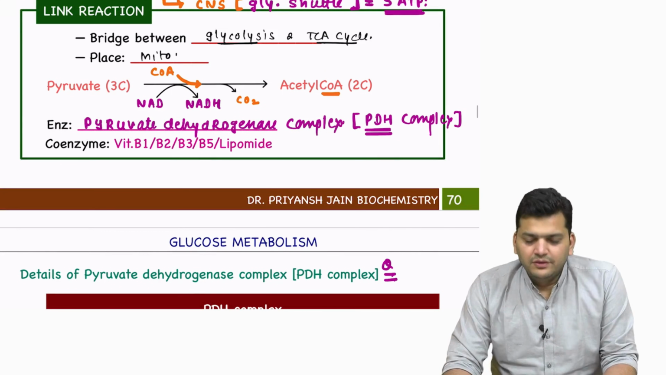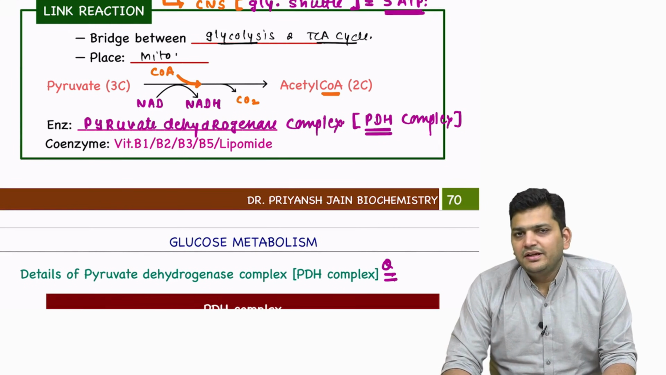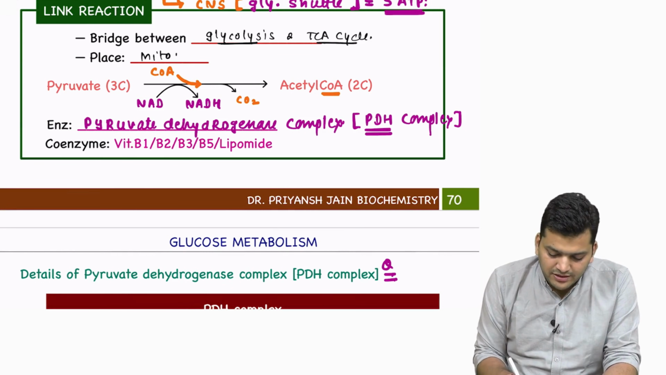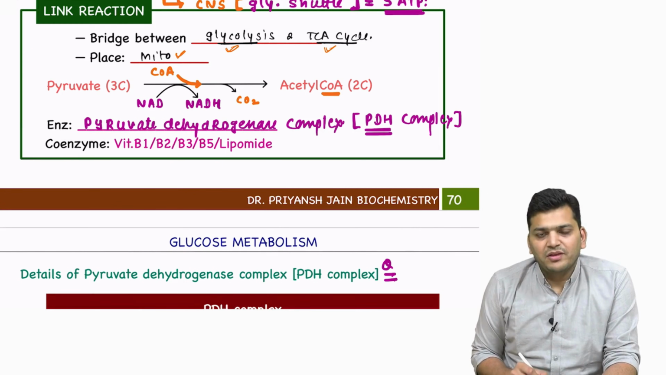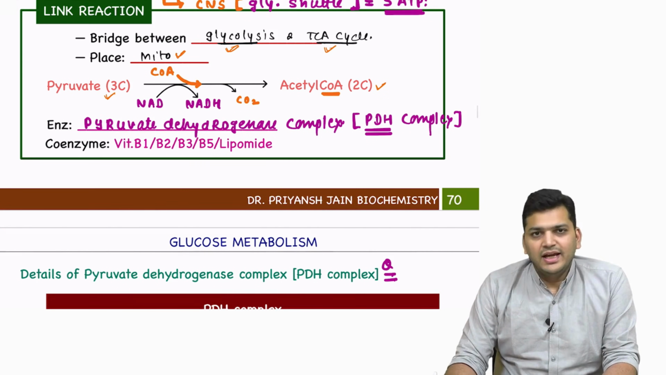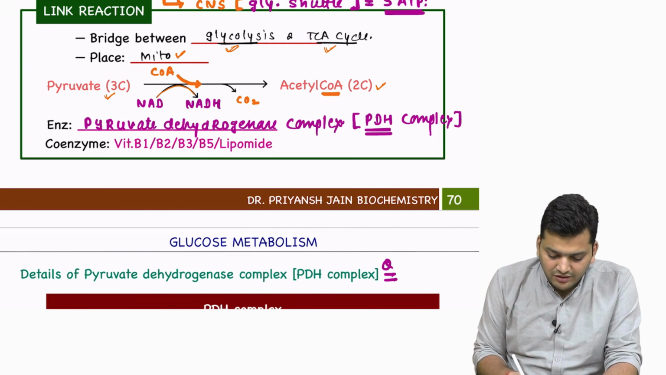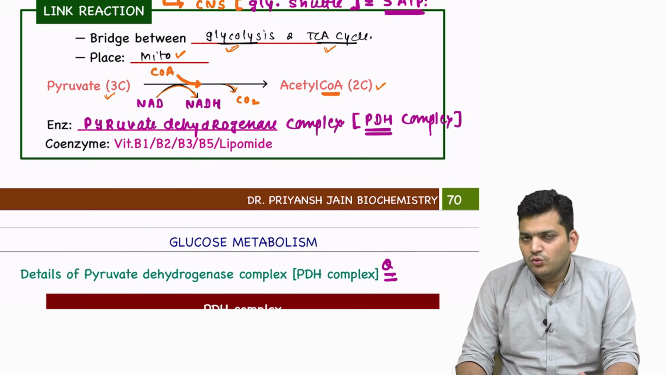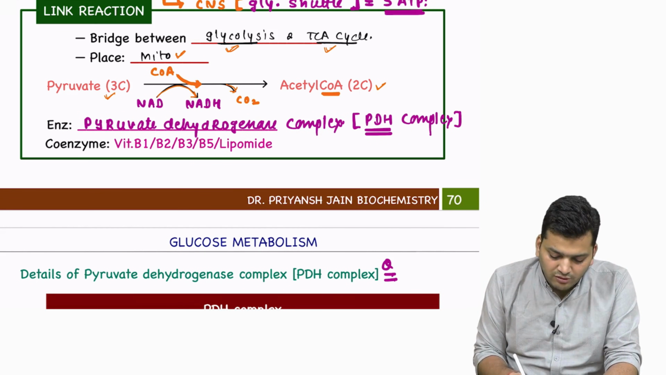The next is the link reaction. The link reaction is going to link the glycolysis to the Krebs cycle. So it is a bridge between the glycolysis and the Krebs cycle. It is going to occur in the mitochondria, where the 3-carbon pyruvate will convert into 2-carbon acetyl-CoA. And in this entire process, NAD will convert into NADH. We are going to remove 1 carbon dioxide because of 3 to 2, and we are going to insert a coenzyme A.